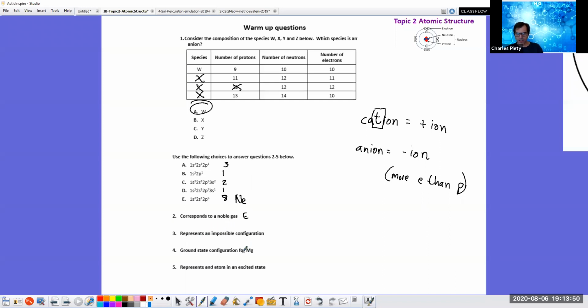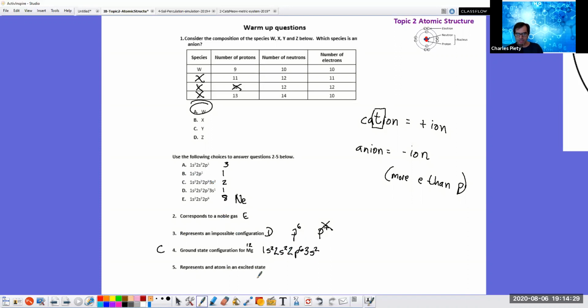Which represents an impossible electron configuration? Well, that's D, because we can only have something that's p6. We can't have p7. That's not correct. The ground state for magnesium. Now, magnesium is atomic number 12. So it's going to be 1s2, 2s2, 2p6, 3s2. Let's find that. 1s2, 2s2, 2p6, 3s2. There we go. That looks like it's C.